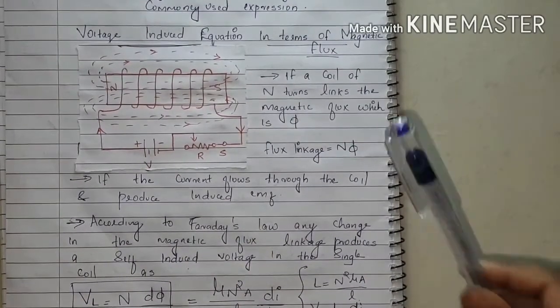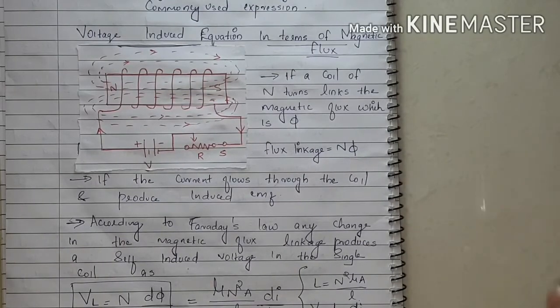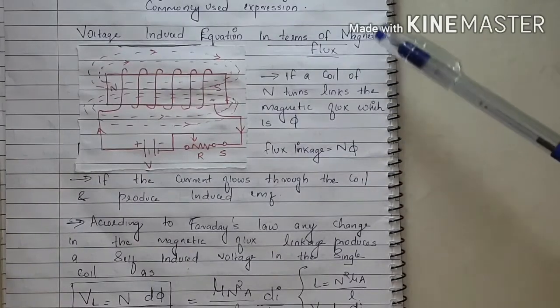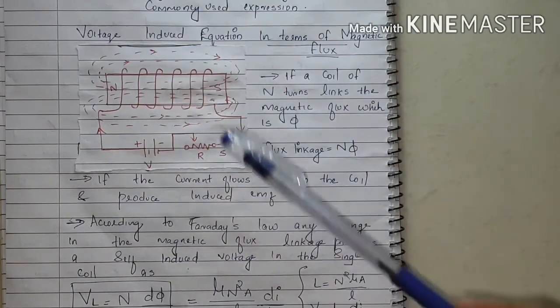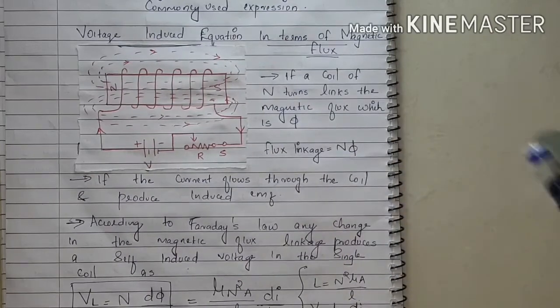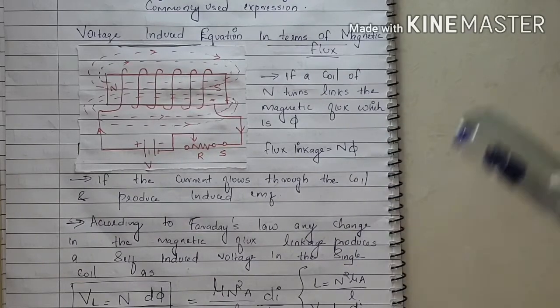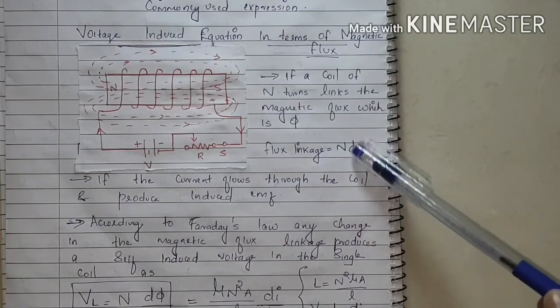We discussed the voltage induced in terms of inductance as well as rate of change of current. Now, we are going to discuss the induced voltage equation in terms of magnetic flux. Consider an inductor with N number of turns and magnetic flux phi. So, the flux linkage can be written as number of turns into magnetic flux. That is, flux linkage equal to capital N into phi.